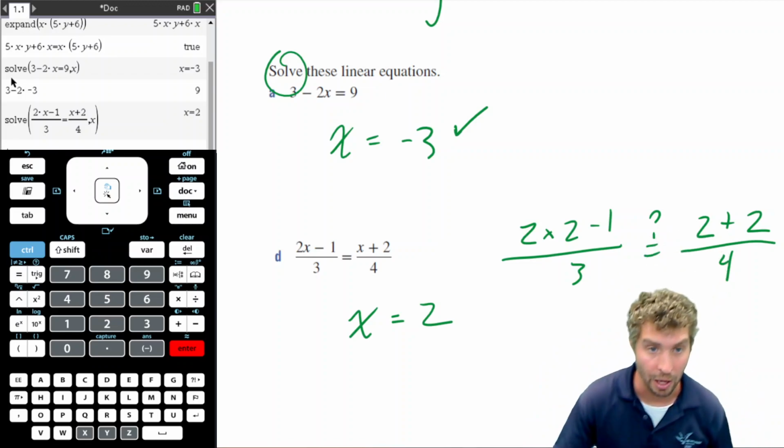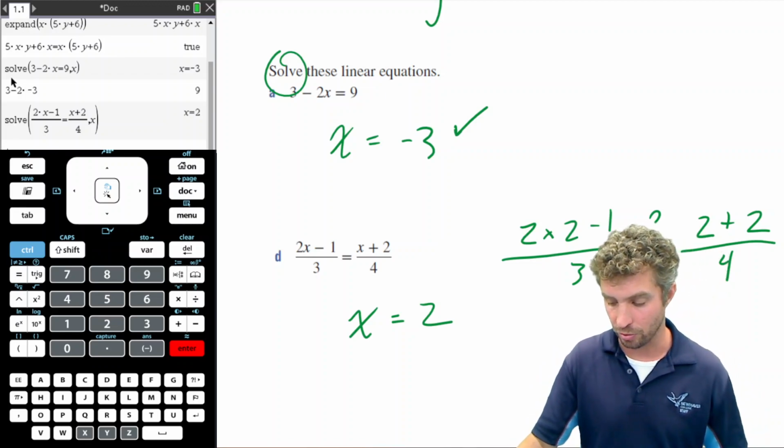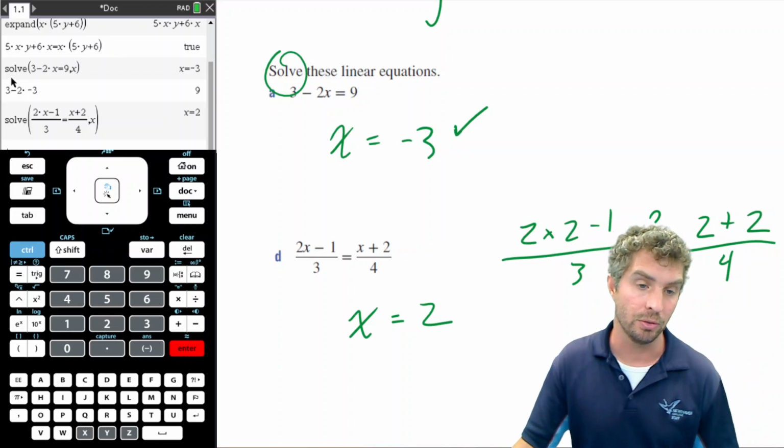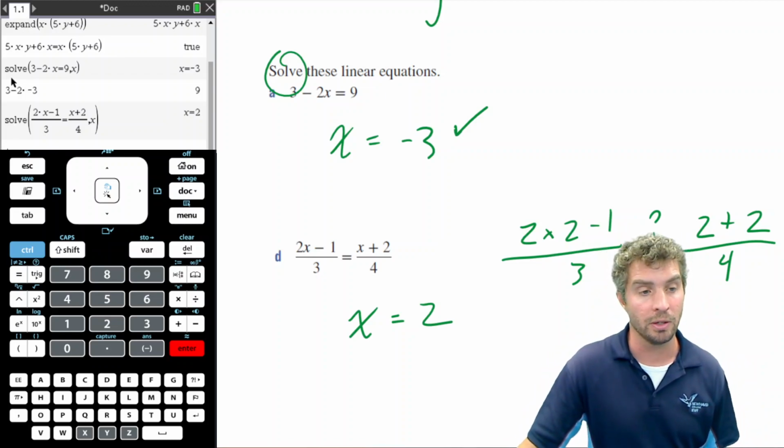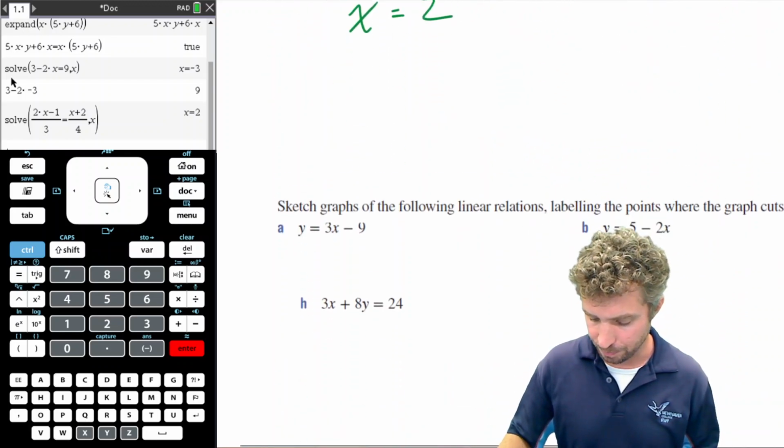And you can work out those calculations. 2 times 2 is 4 minus 1 is 3. So 3 over 3 is 1. And then 2 plus 2 is 4. So 4 over 4 is also 1. So that one works. That is confirmed.